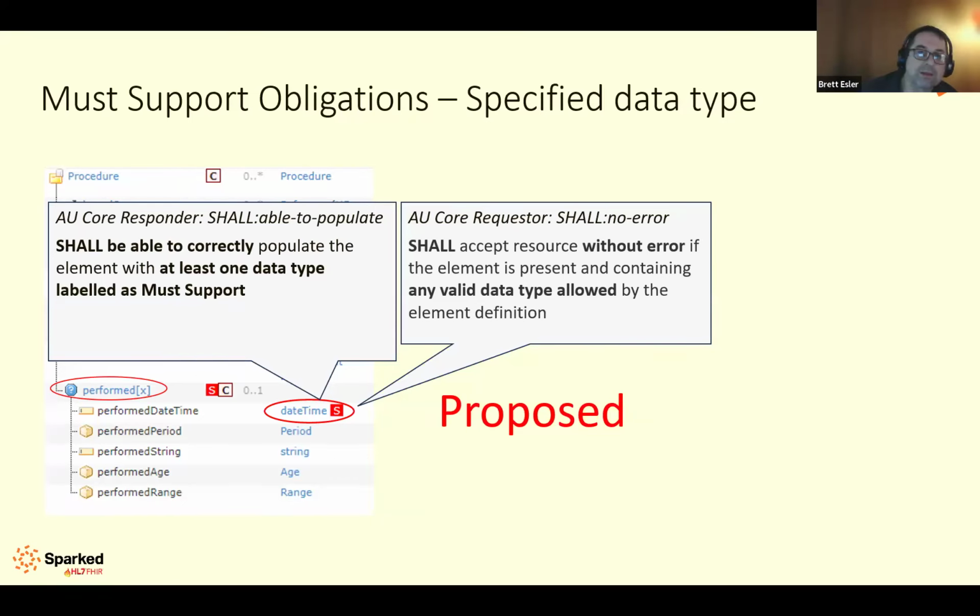No, but to me, I would populate date time as a responder if I knew the clients were going to make use of it. And the fact that we don't have any of those requirements, why would we bother having that constraint? Why would we mark it as must support? To me, it's pretty arbitrary, unless you want to force everyone into a date time pattern exclusively.